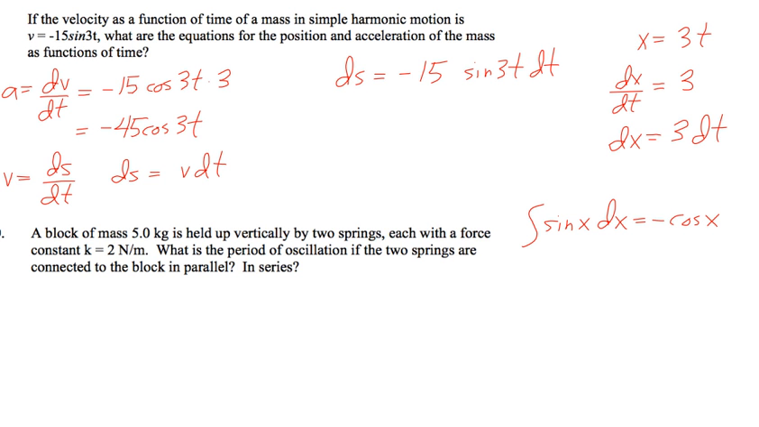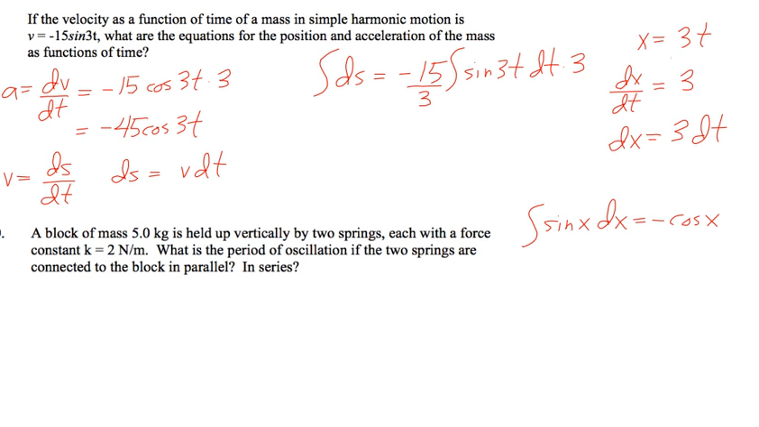If I take the integral of both sides, the constant part can be pulled out. What I want here is sine x dx. Well, x is 3t, but my dx is 3 dt. So I need a 3. I can't just put a 3 there without keeping it balanced. If I'm going to multiply by a 3, I have to divide by a 3 out there.